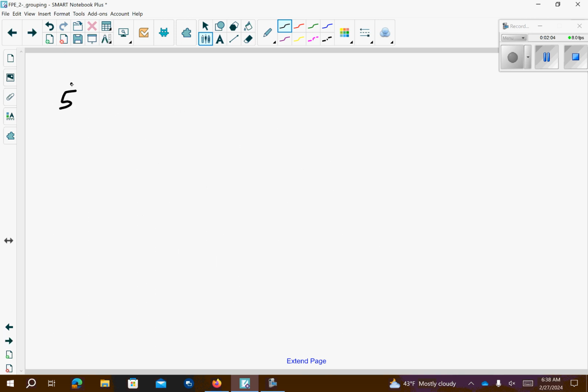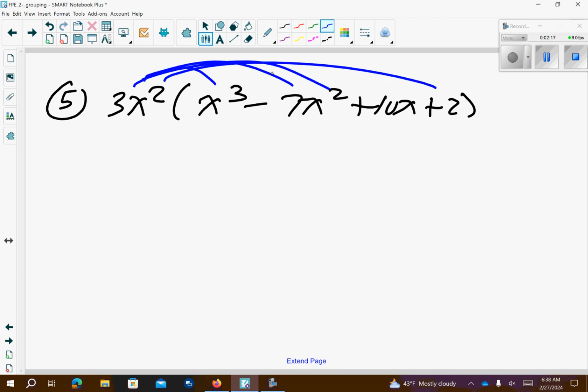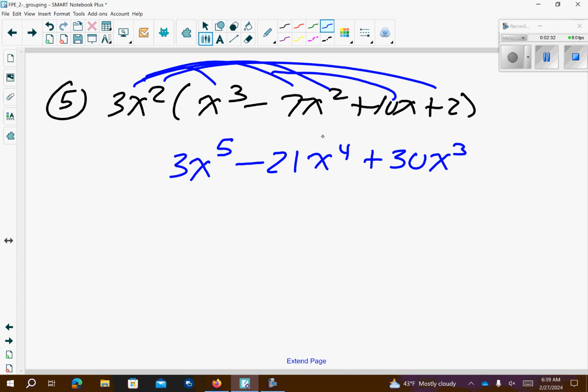Number 5, I think we worked in class, but it'll be okay if we re-look at it and make sure you understand it. It's a big distributing problem. So I'm going to distribute here, here, here, and here. Right here. So 3x squared times x to the third. Make sure you add the exponents when you're multiplying the bases. Then I'm going to get negative 21x to the fourth plus 30x to the third plus 6x squared. And there's our answer.